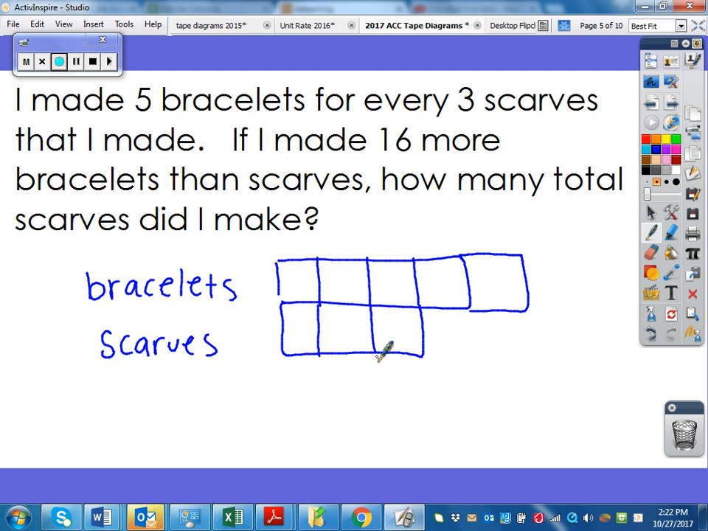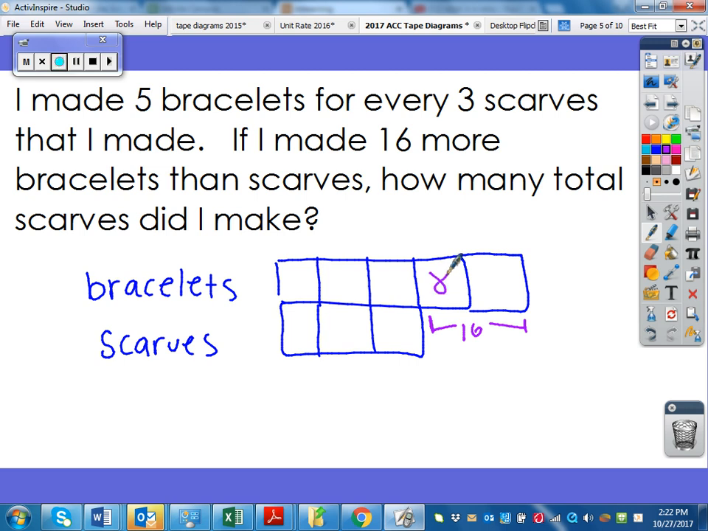Now let's look at the information they gave us. If I made 16 more bracelets than scarves, they didn't tell us the total number of bracelets. They didn't tell us the total number of scarves. They didn't tell us the total number altogether. They told us this number right here: the number of more bracelets than scarves, which is these 2 boxes. So 16 is the number of more bracelets than scarves, so that's where 16 would go.